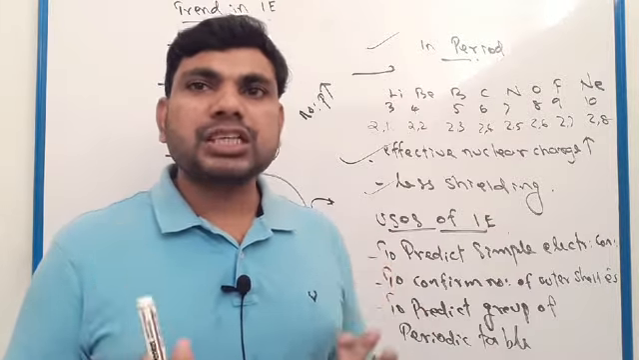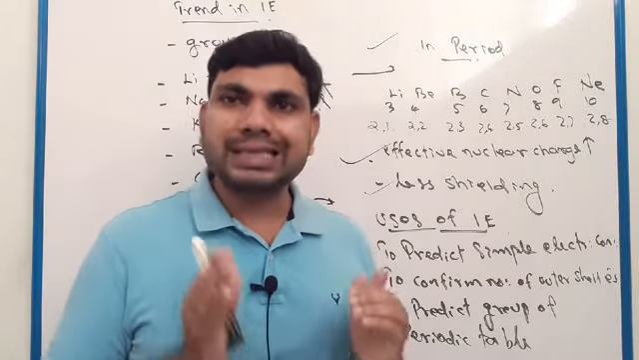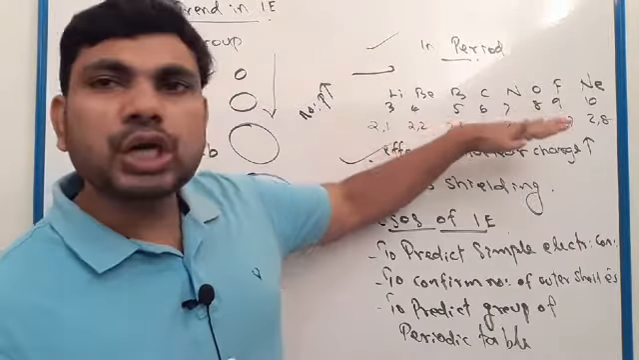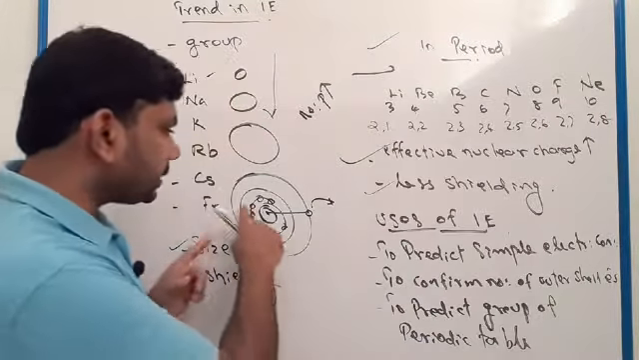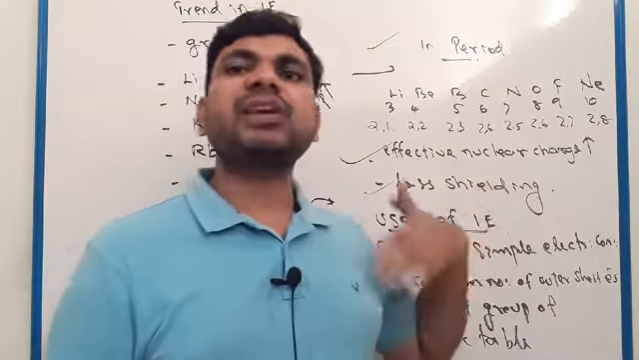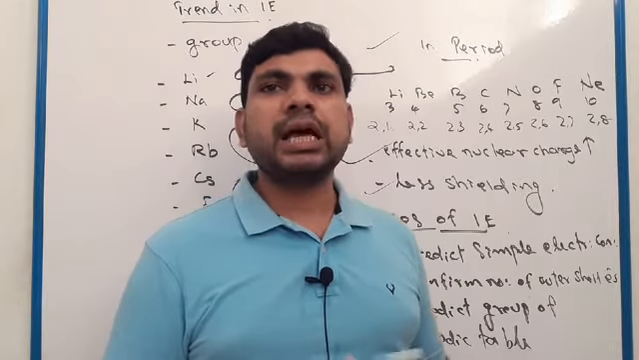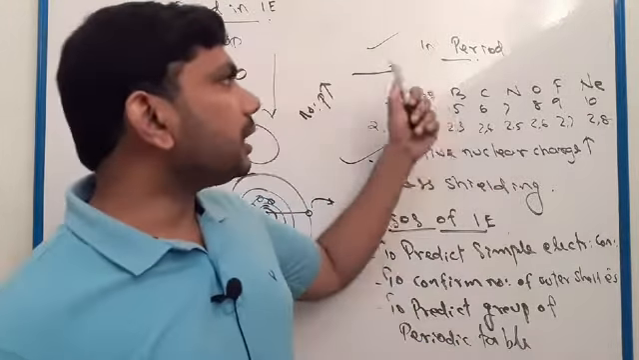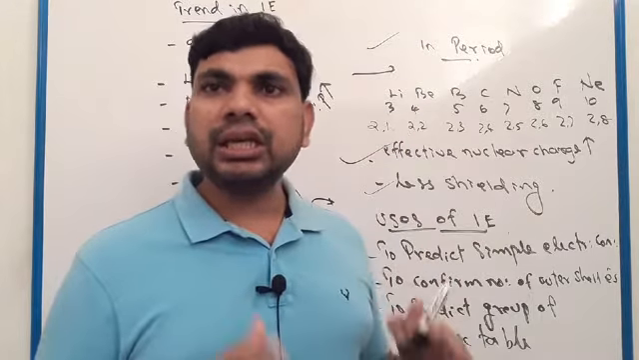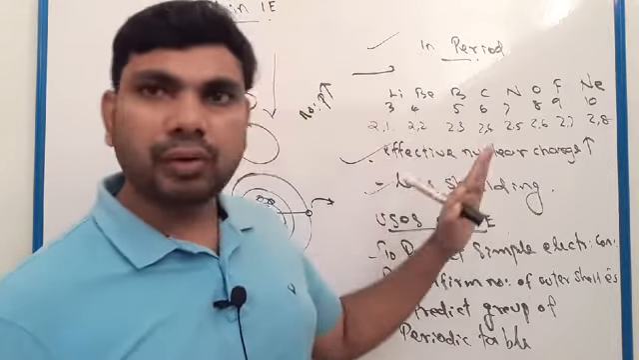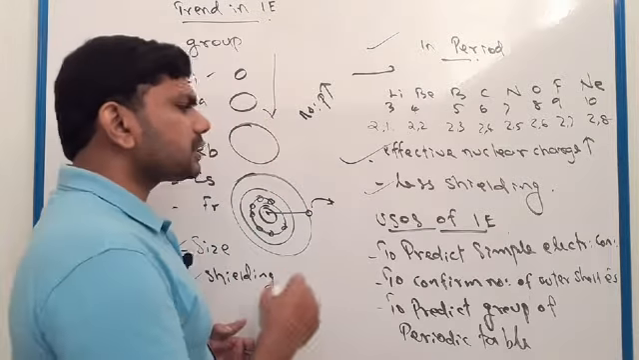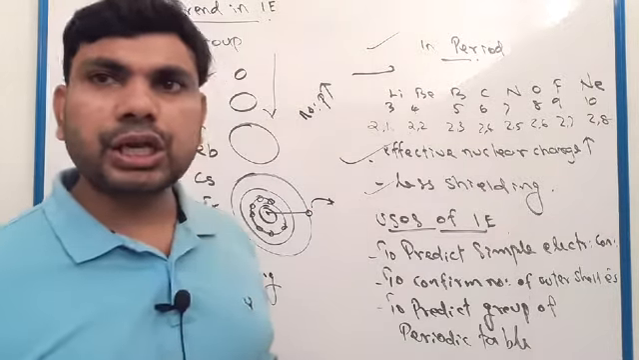But the positive charge of the nucleus is increasing. So the shielding effect is not increasing, but effective nuclear charge increases. That's why in a period ionization energy generally increases from left to right. Clear? After that, we have to understand the uses of ionization energy.